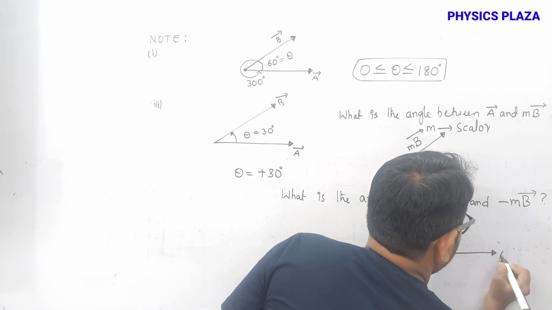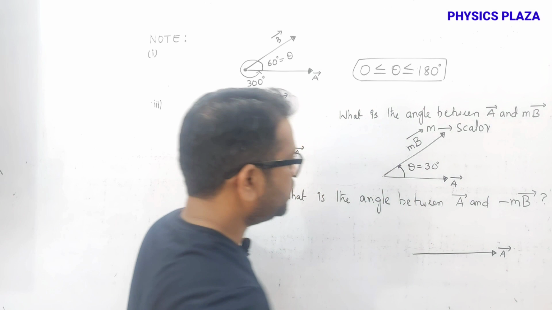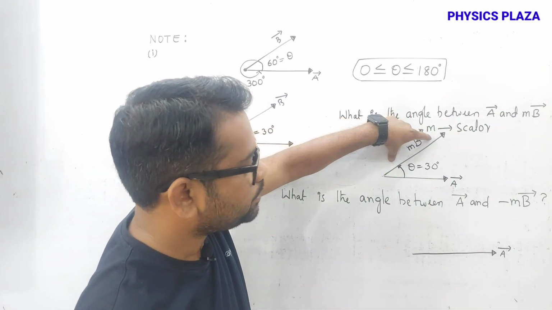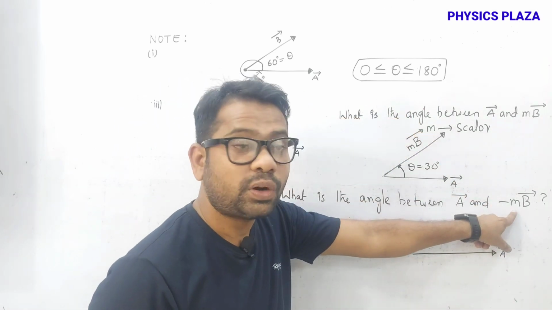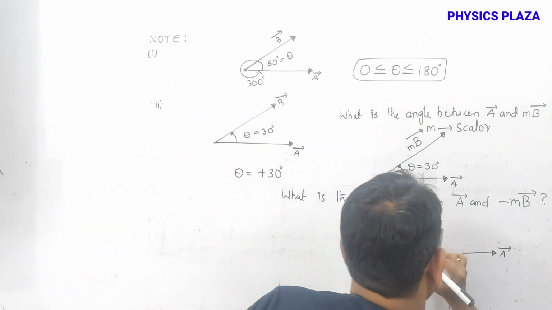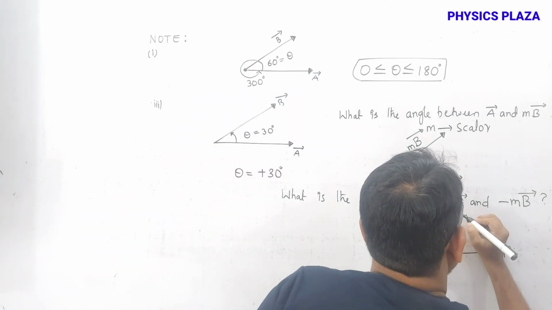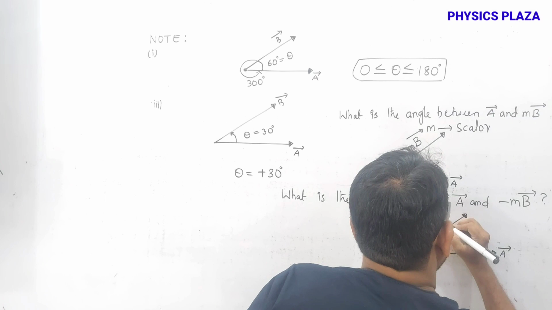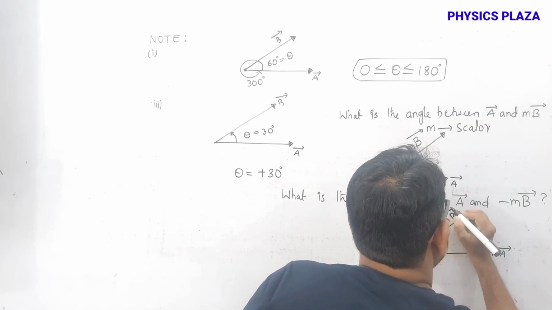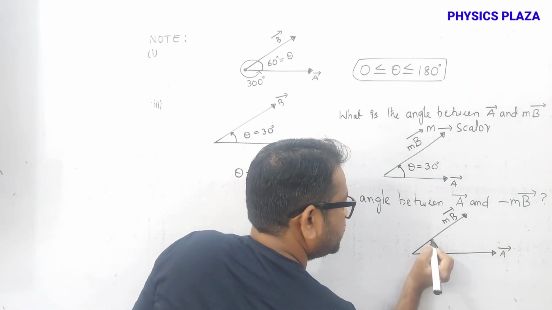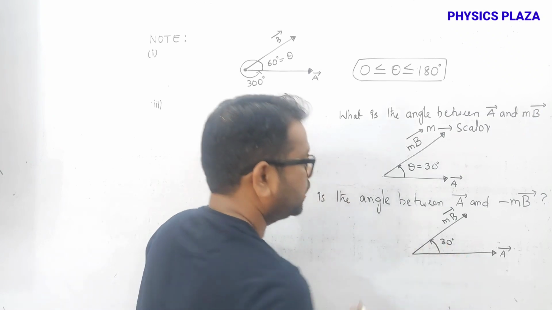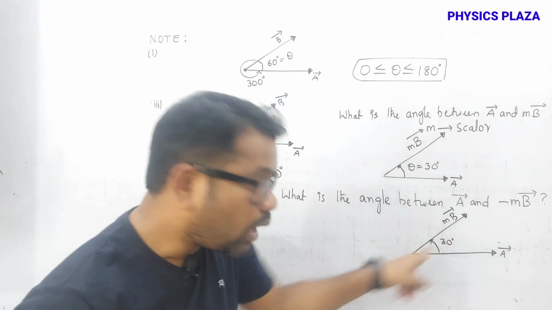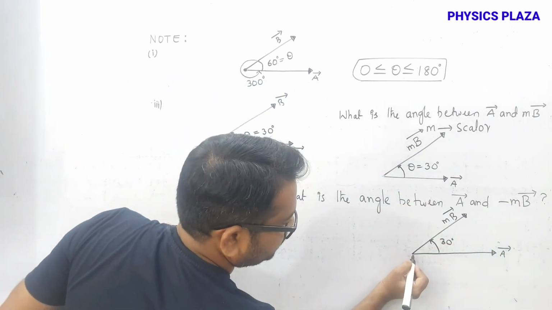Here is vector A only. Children, we know this is a vector mB, but what does minus mB mean? Let us draw this: this is mB, and the angle given is 30 degrees. Now, minus mB means what? Quite opposite, meaning we have to draw the vector opposite in direction.